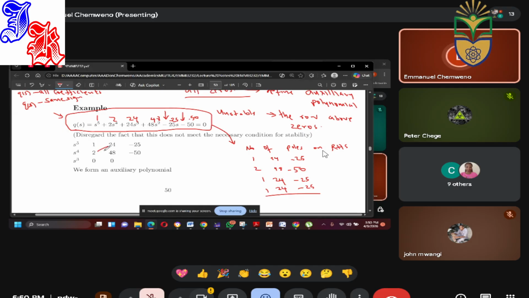So 2 times 24 minus 48, so it becomes 48 minus 48 over 2, which is a 0. 2 times negative 25, 1 negative 50, so it becomes minus 50 minus negative 50 over 2. Minus 50 plus 50 is equal to a 0. So I also get a 0 here. So this is a row of all zeros.